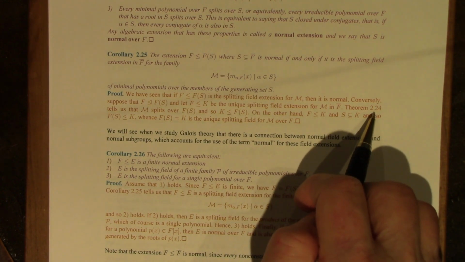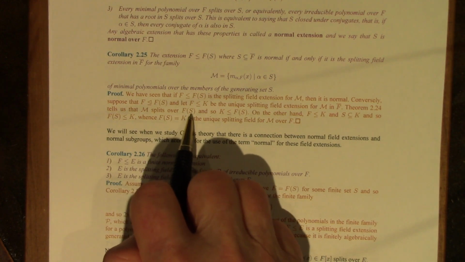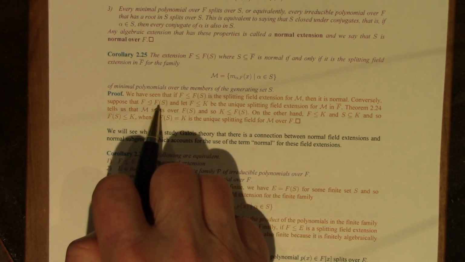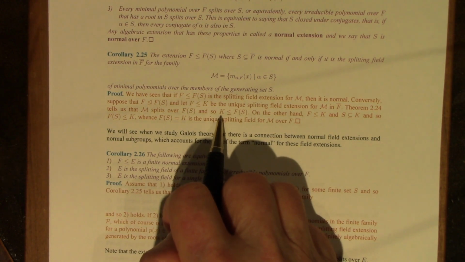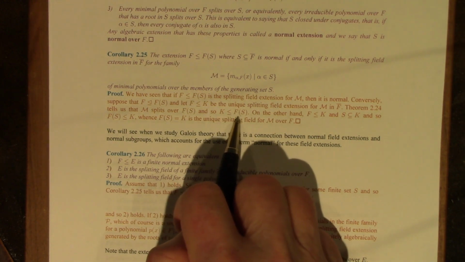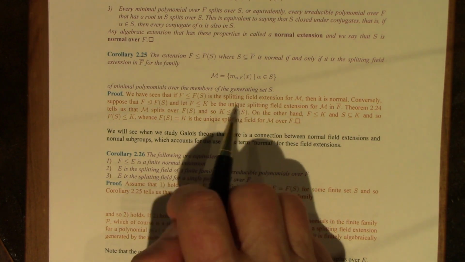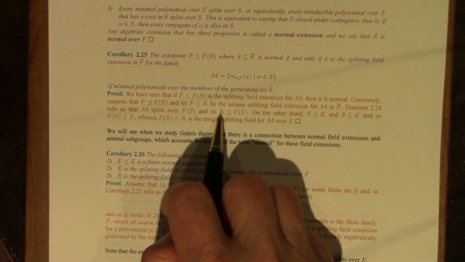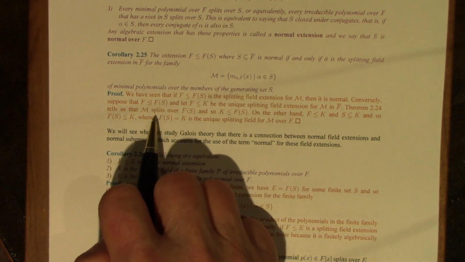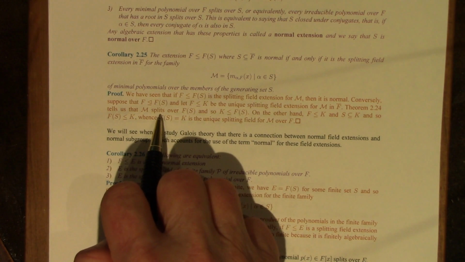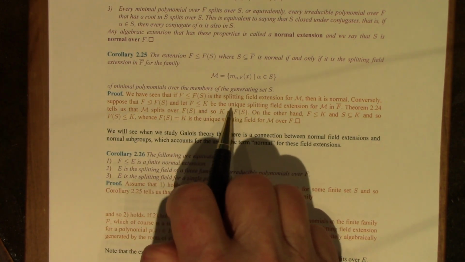The previous theorem tells us that M splits over F with S adjoined because this is normal. And so K is a subfield of F with S adjoined because K is a minimal field over which, in fact, it's unique in F bar, over which the family splits. Okay.